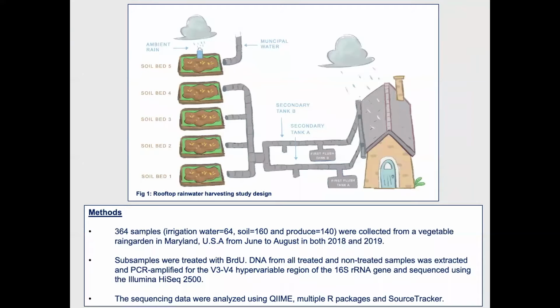The subsamples were treated with a DNA label, 5-bromo-2-deoxyuridine, in short BrdU, which helps to distinguish between live and dead bacterial communities present in a particular sample. DNA from treated and non-treated samples were then extracted and PCR amplified for the V3-V4 hypervariable region of the 16S rRNA gene and sequenced using the Illumina HiSeq. Sequencing data were then analyzed using QIIME, multiple R packages, and SourceTracker.